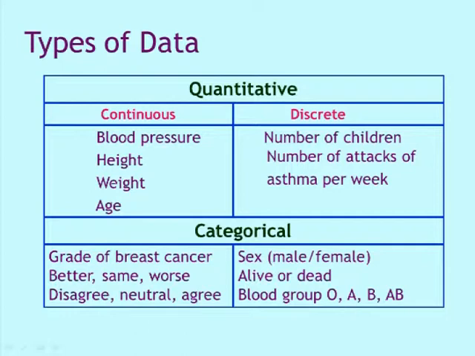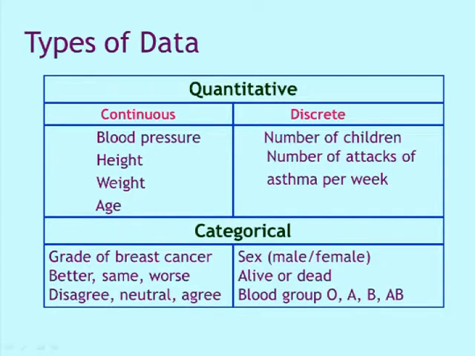The second variety of data is categorical data, under which we have two subcategories. One is known as ordinal, in which we have grades, or degrees, or an assessment scale like better, same, worse, or disagree, neutral, agree, and there is an order to follow. That's why this type of data is known as ordinal. The second variety of categorical data is known as nominal, in which we have examples like sex put in categories like male, female, or alive or dead, or blood group O, A, B, AB. These are examples of nominal data.